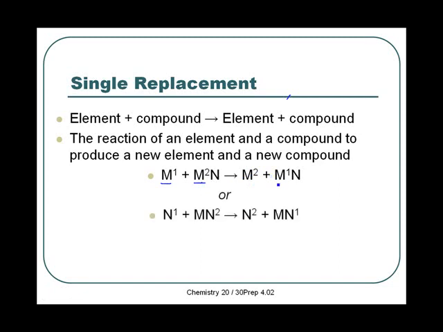Or it could also be a nonmetal switching spots with another nonmetal. So here we have a nonmetal as an element, and another nonmetal in the compound, and they're going to switch spots. The nonmetal 2 comes out as an element, nonmetal 1 ends up in the compound.